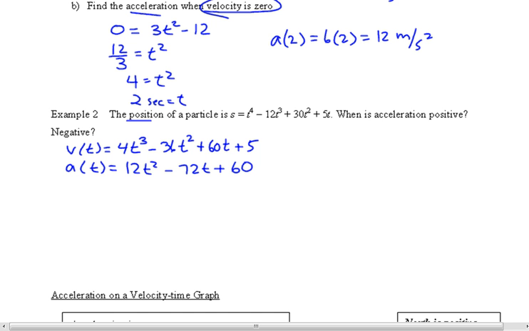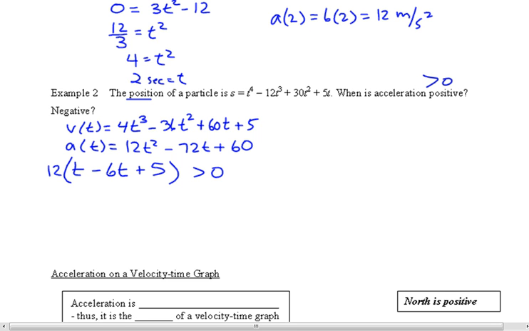Okay, we want to know, when is our acceleration positive? What describes something as positive? Greater than 0. So we want, when is this equation greater than 0? Right? Because we want, when is our acceleration positive? So we have to factor. If I can factor out 12, is it 5? No, it's 6. 12 times t squared minus 6t plus 5. Okay, take two numbers that multiply to 5 and add to negative 6. Negative 5 and negative 1.